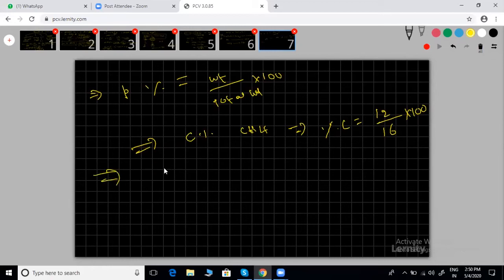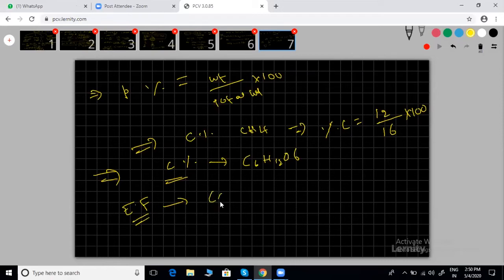You can try even carbon percentage in glucose. Like that, different compounds you can try. By giving percentage, you can find out empirical formula. What is empirical formula? Empirical formula is the simplest formula of a given compound.